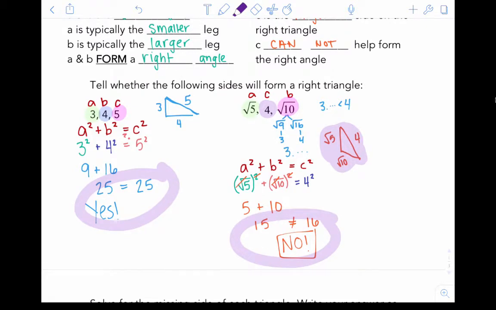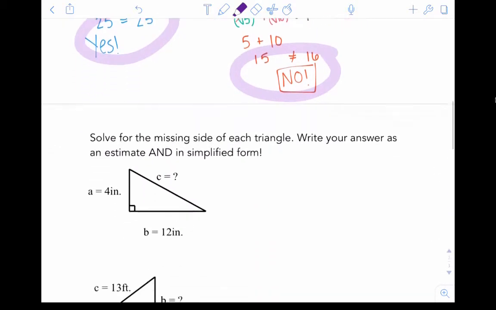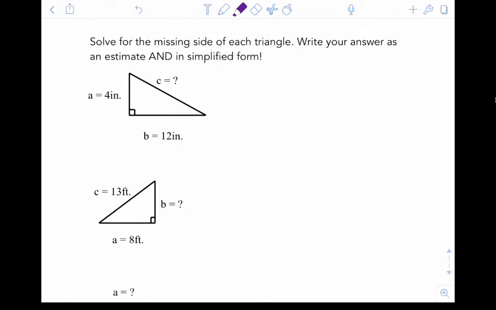All right, the next thing we're going to do is we're going to have a right triangle that has one missing side. So we're going to figure out what the missing side length is. When we do this, we are sometimes going to end up with a non-perfect square under a square root sign. And when that happens, I want you to estimate your answer, and I want you to write it in simplified form. So let's go ahead and go through this and see what this means.